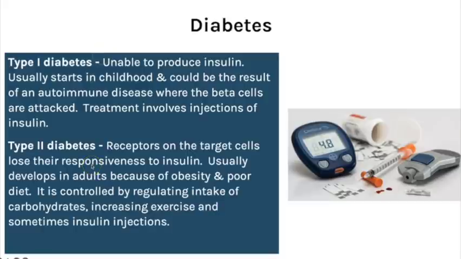Type 2 diabetes, though, is when the receptors on the target cells lose their responsiveness to insulin. It usually develops in adults as a result of obesity and poor diet, and it's normally therefore controlled by regulating the intake of carbohydrates in your diet, increasing exercise. And sometimes it still involves insulin injections also.